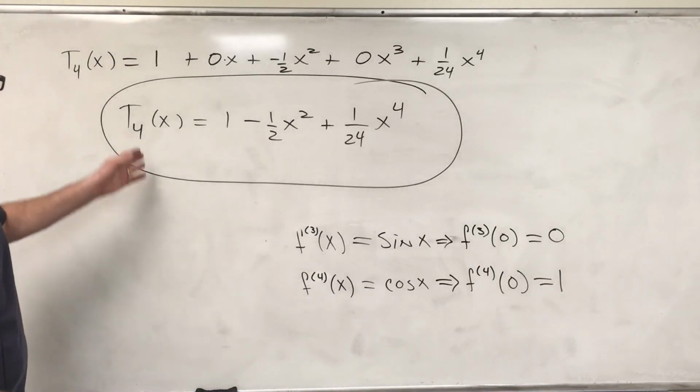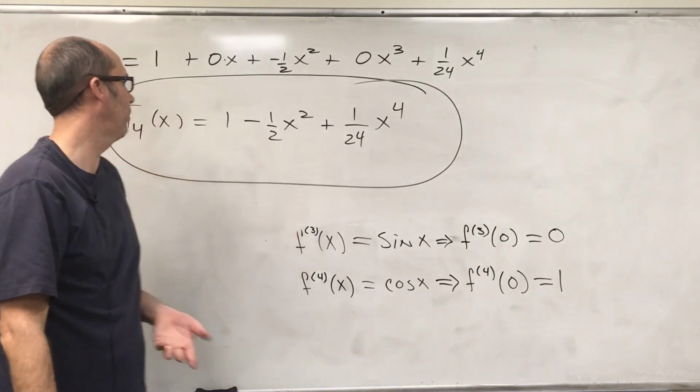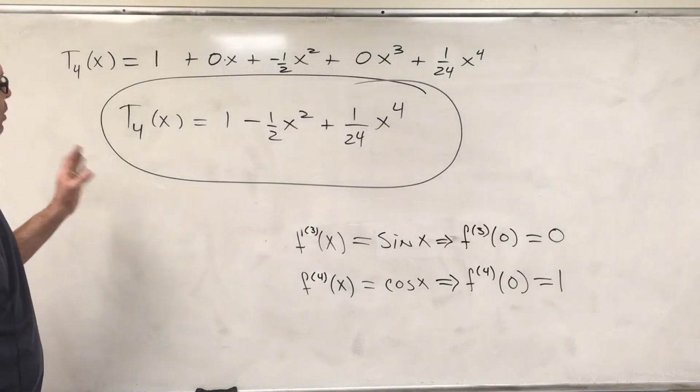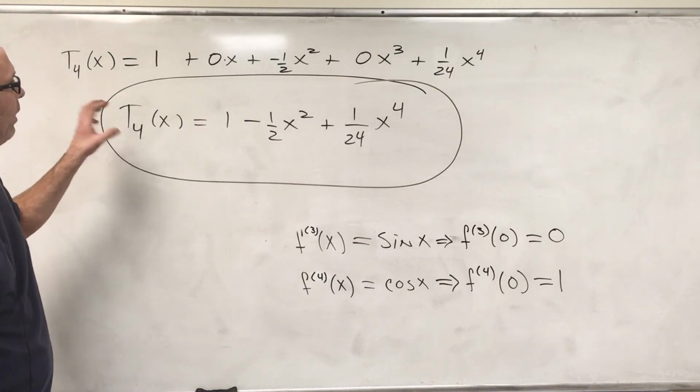And remember that this polynomial approximates cosine of x well near x equals 0.